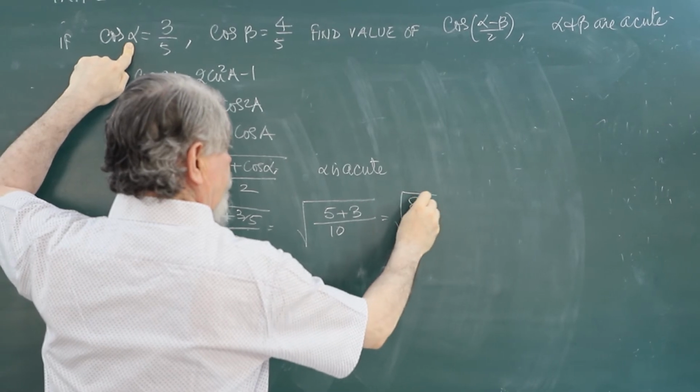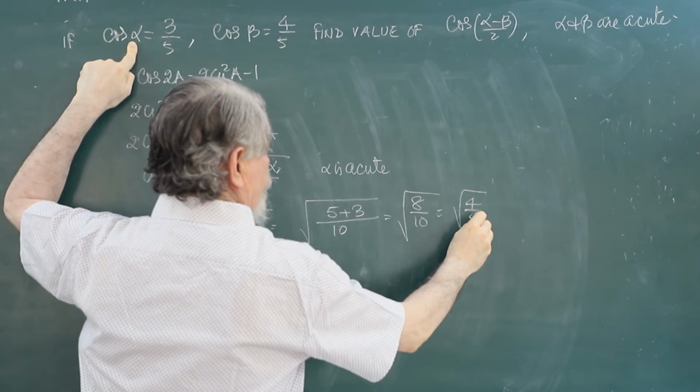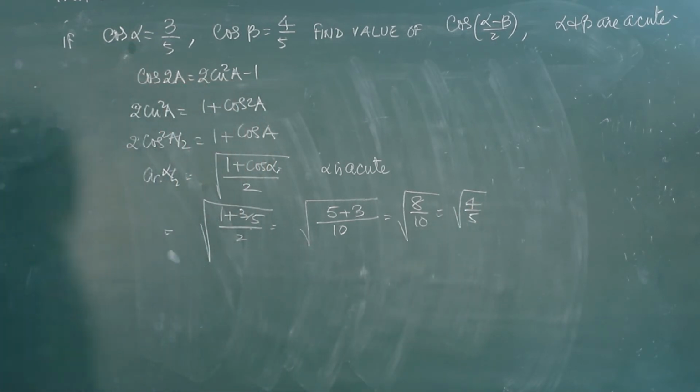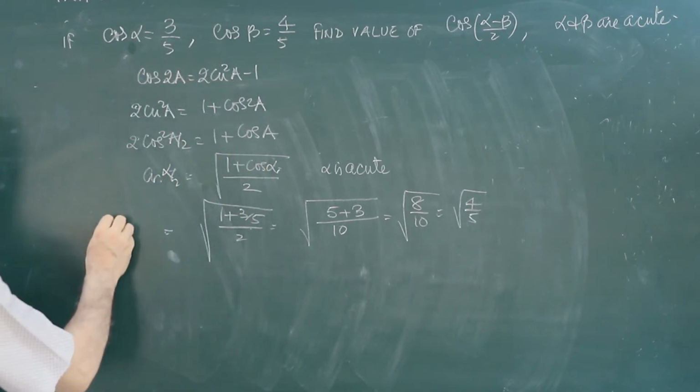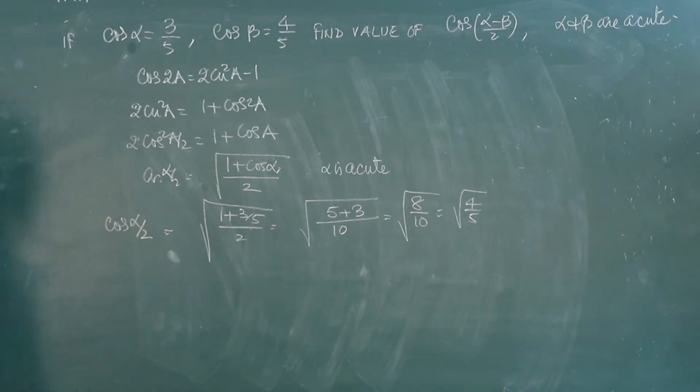It will be 8 upon 10, or it will be 4 upon 5. 2 4s are 8, 2 5s are 10. So cos alpha by 2 is this. How will I calculate sin alpha by 2?